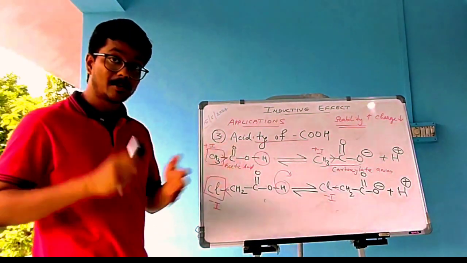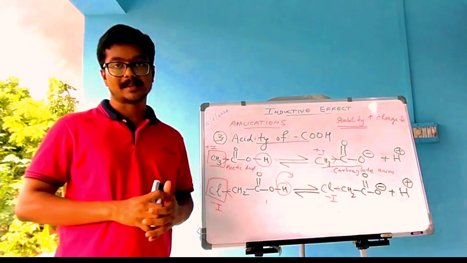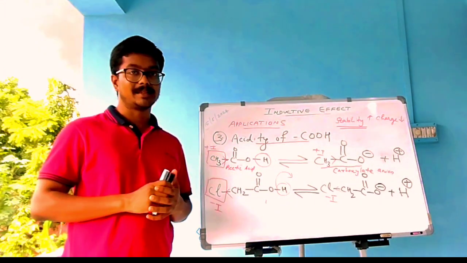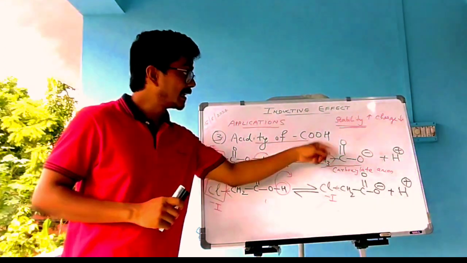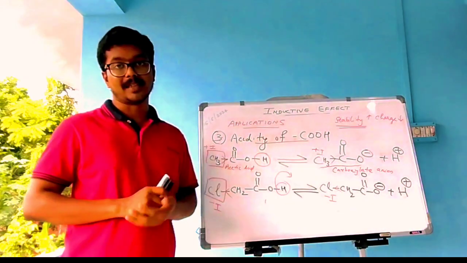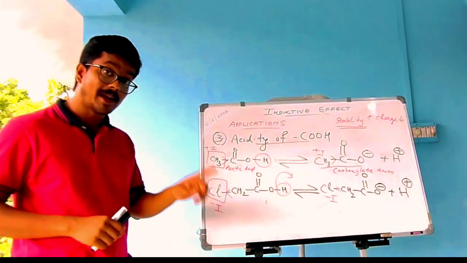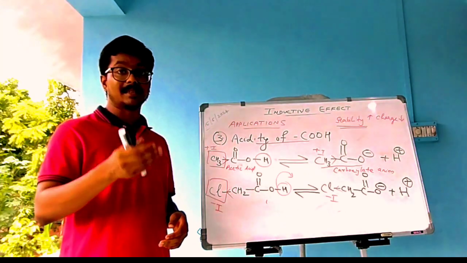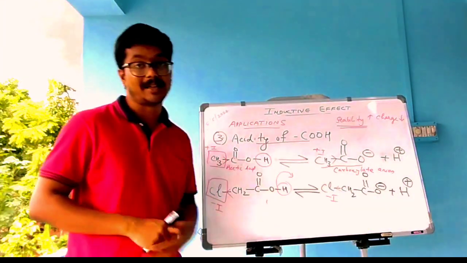So, we can conclude that the presence of a plus I group decreases the acidity of carboxylic acid because it intensifies the negative charge on the carboxylate anion. Whereas the presence of a minus I group increases the acidity. How? It stabilizes the carboxylate anion.